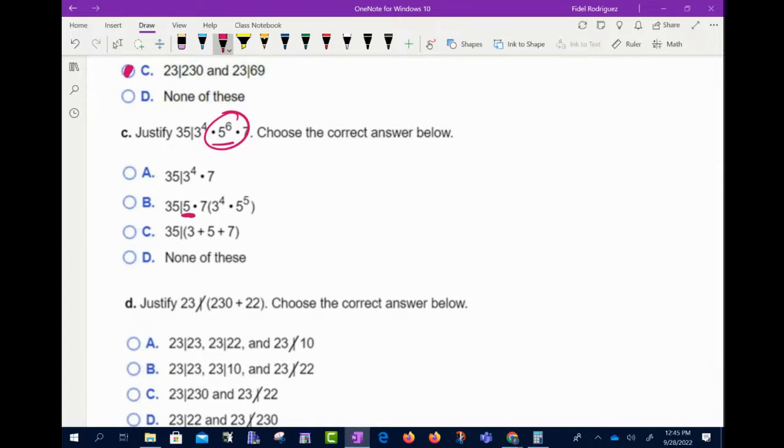So if I had a total of 6 5s and I moved one of them over, I would now be left with 5 of them. The second thing is they took this number 7 here. They also moved it to the front. I didn't touch those 3s, so those 3s are right there. And I know that 5 times 7 gives me 35. So my choice here, y'all, would be B, because 35 goes into 35, and so it's going to go into any multiple of 35.